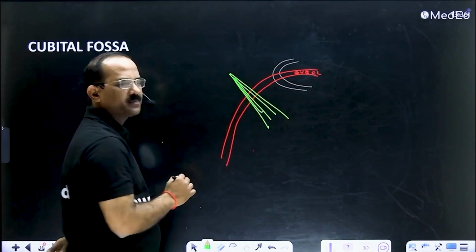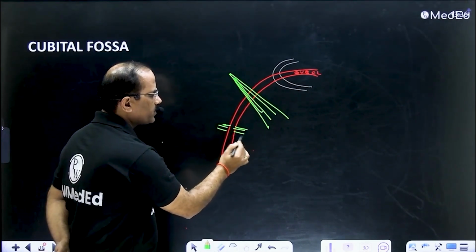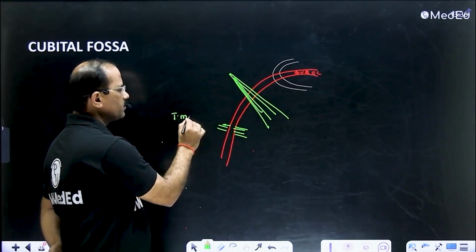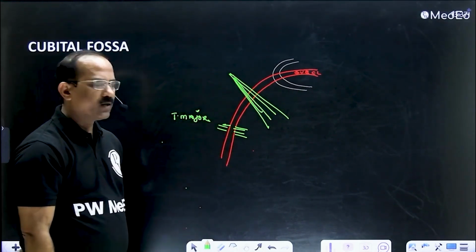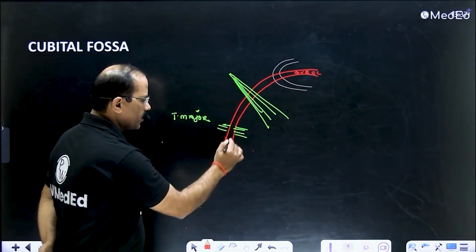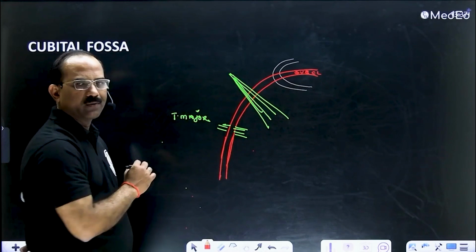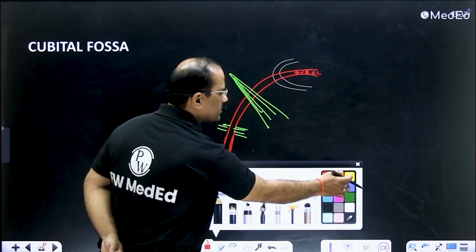By whom? What is this muscle? Pectoralis minor. What is this muscle? If I draw a muscle here, what is this muscle? That's a teres major. So below the teres major, what is this artery now? This artery is going to be the brachial artery. Below the teres major, this is the brachial artery. Clear?